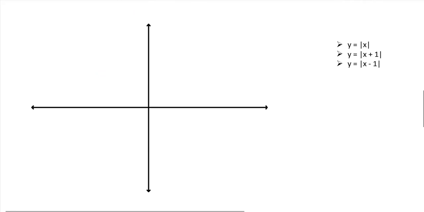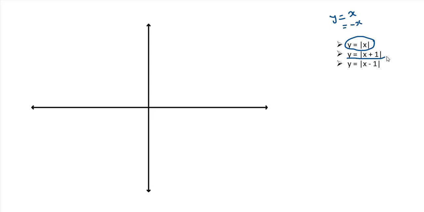Now as you can see in this equation, we have y is equal to mod x. So first of all, understand the concept of modulus. Whenever we have a modulus, if we open the modulus, we'll get two signs, plus sign and minus sign. So this equation y is equal to mod x will become y equal to plus x, or y equal to minus x.